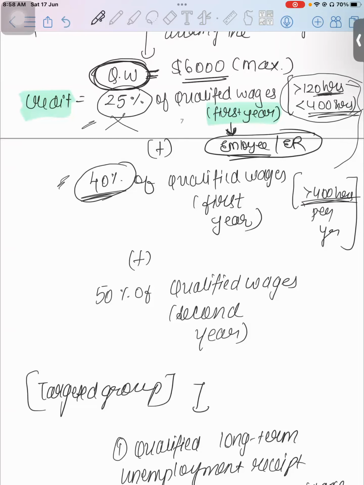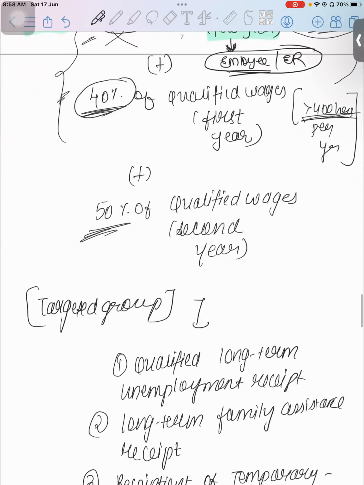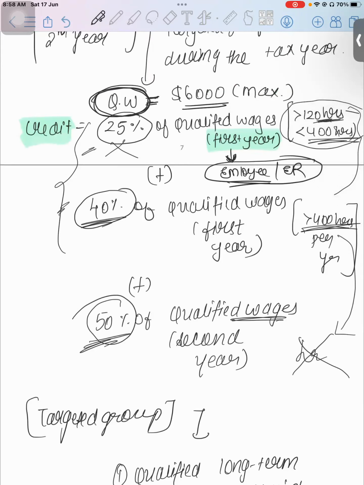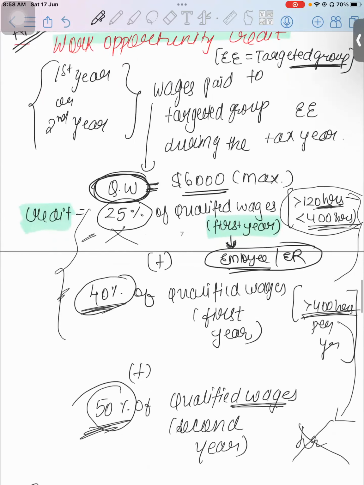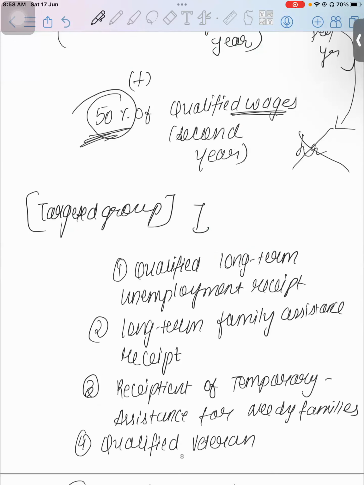And next year, if you were employed for the first year, the next year you are going to have 50% of the qualified wages. The hours criteria will not be seen. You'll just take directly 50% of qualified wages. So first and second year only you are going to get this credit, not more than that. Now let's see what a targeted group is.